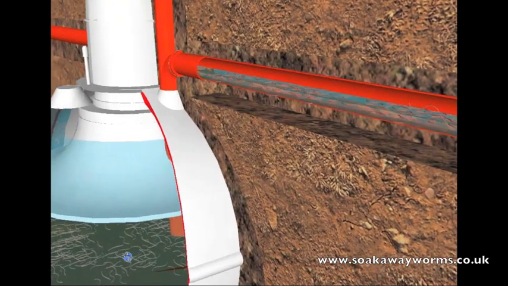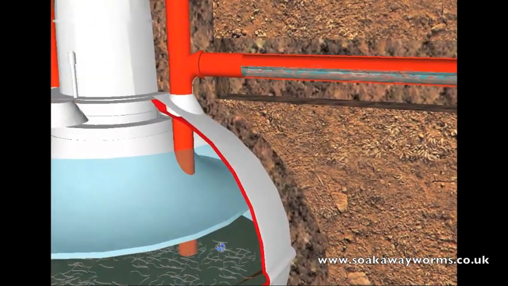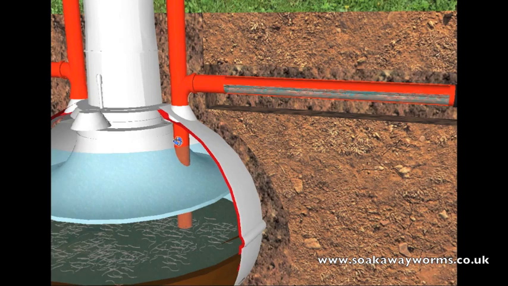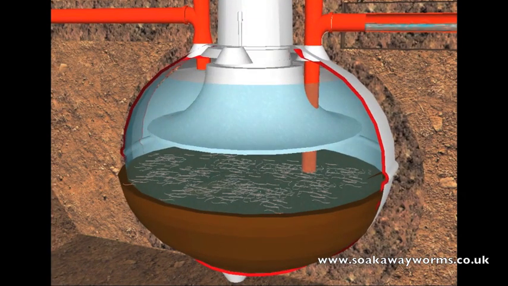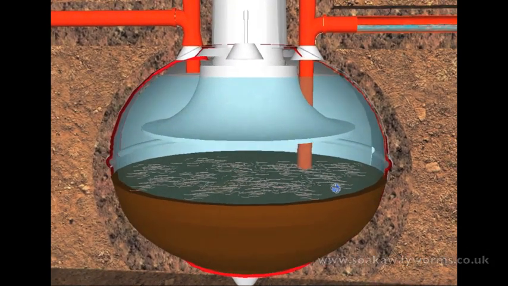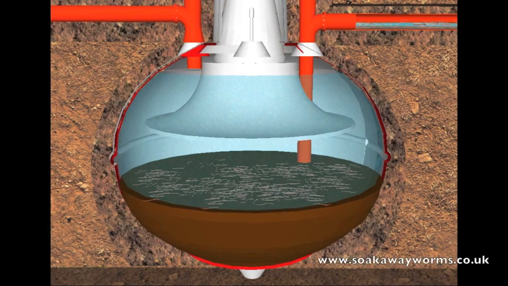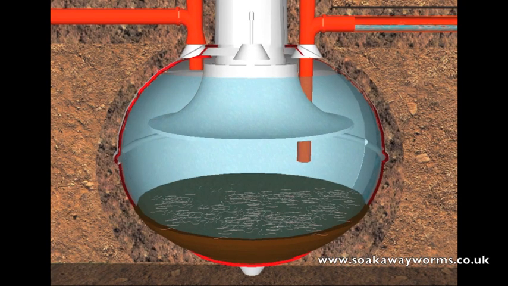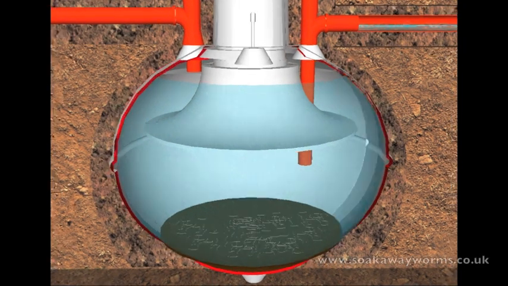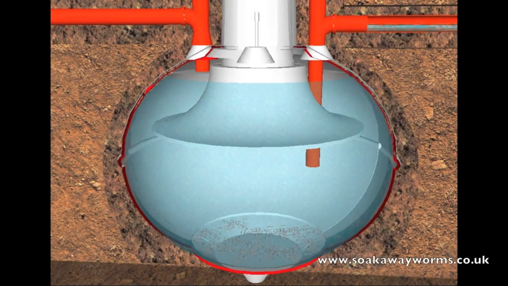Now this is where the soakaway worms really kick in and get clever. Remember at the outset we spoke about that people have to get their septic tanks emptied once, twice a year. Well, because the soakaway worms live in the bottom of the septic tank, they eat all the sludge. So instead of having to get it emptied once a year, they reduce your septic tank emptying times to once every 10, 15 years. So not only do they unblock your soakaway and keep it unblocked, they also keep your septic tank free from sludge, free from blockages, which means no more bills, no more repairs, and no more septic tank emptying.